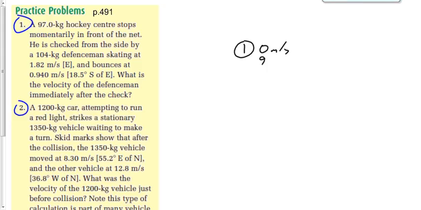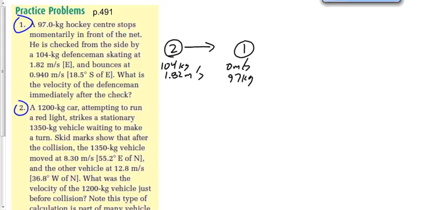His mass is 97 kilograms. He's checked from the side by a 104-kilogram defenseman traveling east. So we're going to say object number 2, 104 kilograms, 1.82 meters per second. It's going to the east. Let's just move these numbers here. That's before the collision takes place.